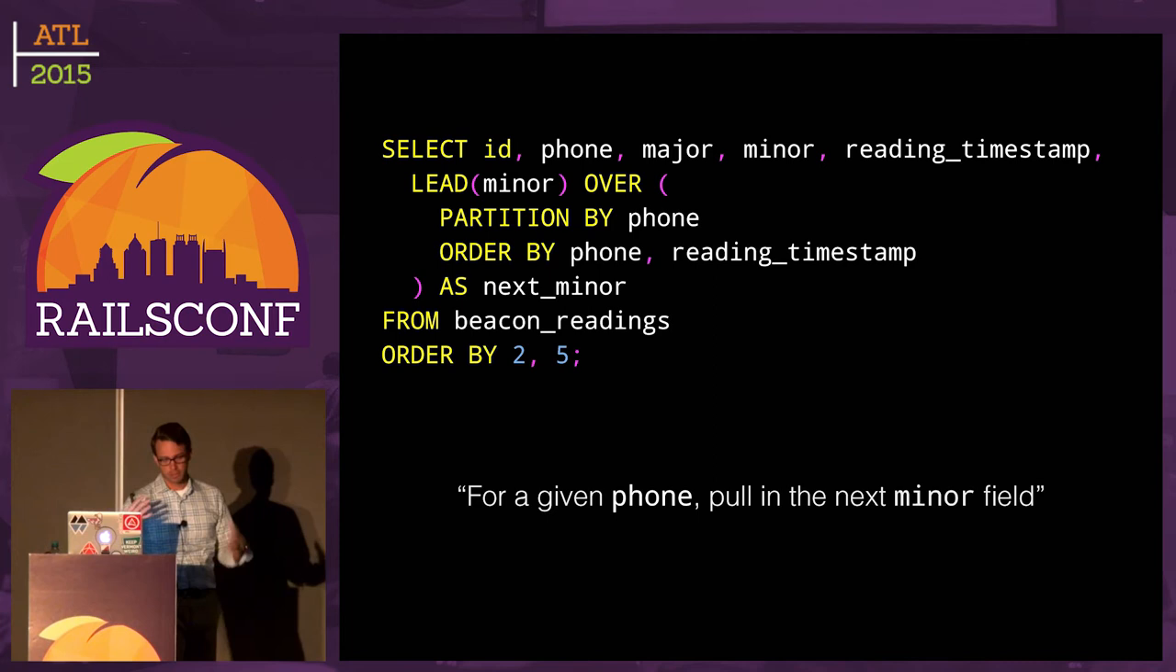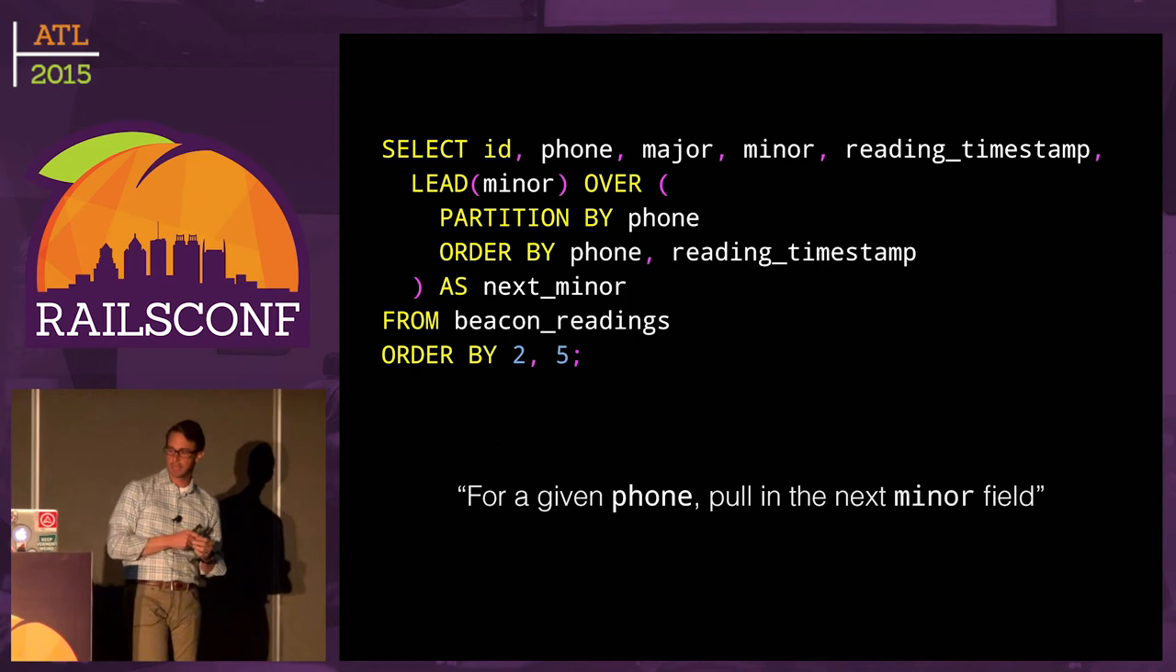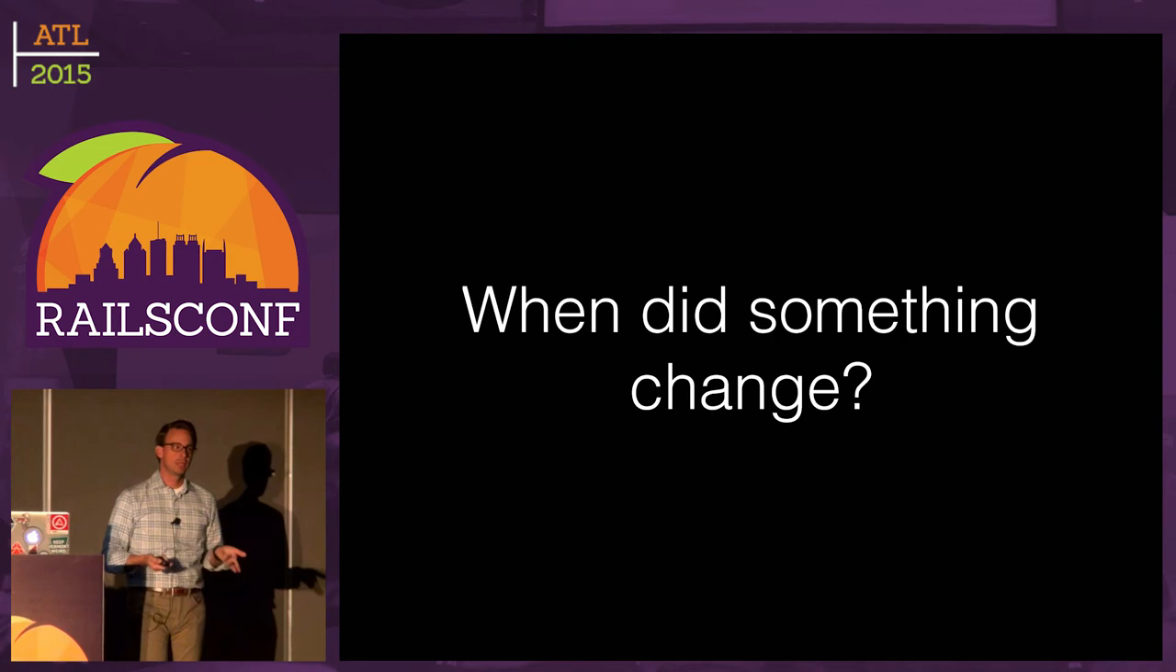So we're going to partition the data by phone. So for each of the phones, we'll have all of their readings, and they'll be in order by the reading timestamp. And then we're going to select some data out. We're trying to answer the question of when did something change.